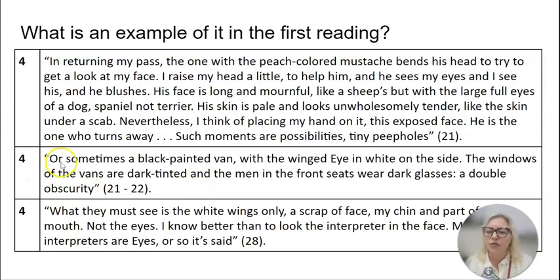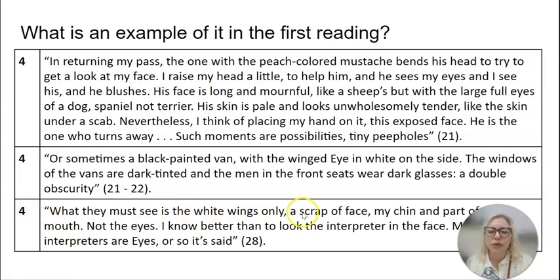Here's another one in chapter 4. "Or sometimes a black painted van with a winged eye in white on the outside. The windows of the vans are dark tinted, and the men in the front seats wear dark glasses of double obscurity." So the winged eye is actually the logo of Gilead. So it's an eye with wings on either side. Here's another one from chapter 4.